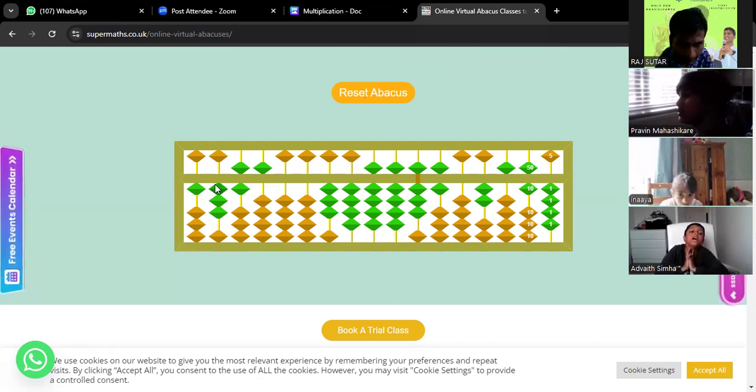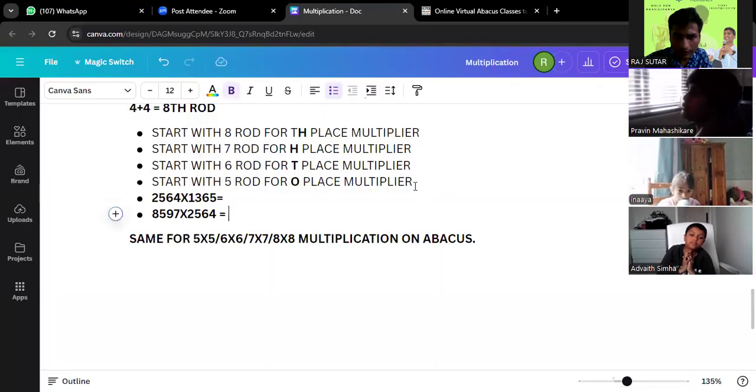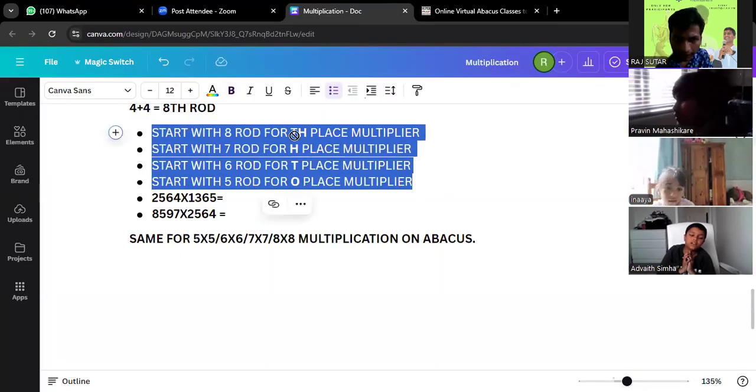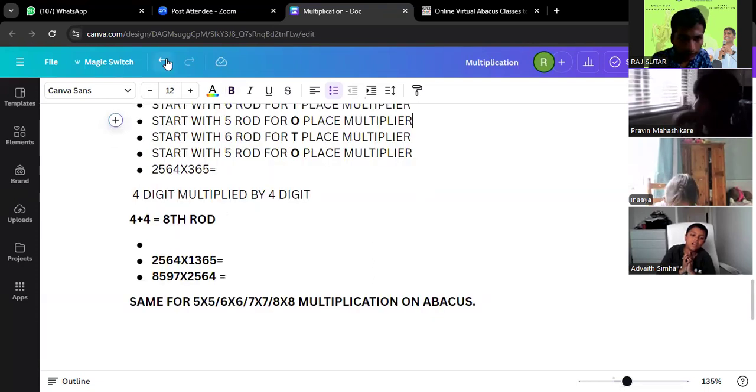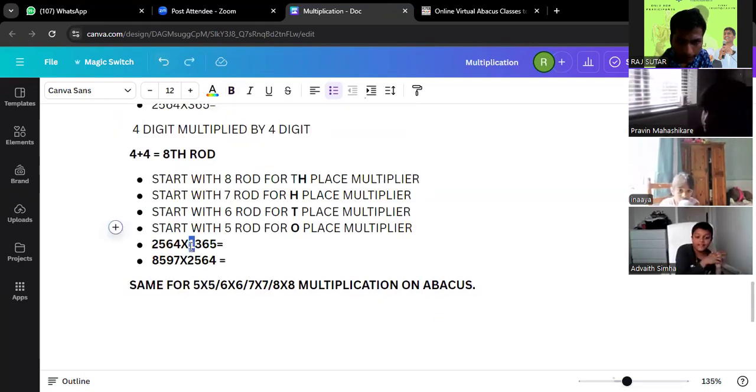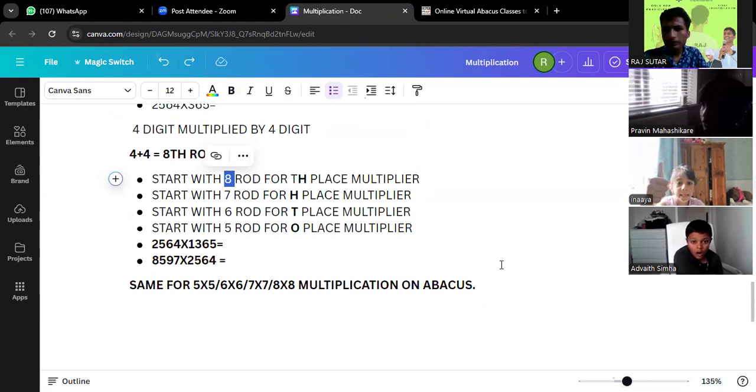When we are multiplying this number, which rod you should start. When we are multiplying this number, everything is written on this. Can you see? Yeah. Thousands place. Thousands place means 8th rod. You'll start writing the answer. Inaya, are you getting it? Pranil. Yeah. Come on, do this sum for homework now.